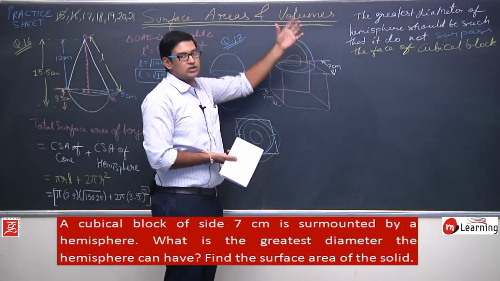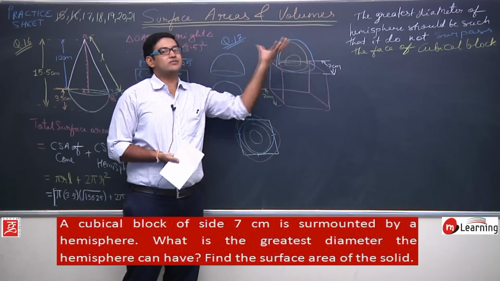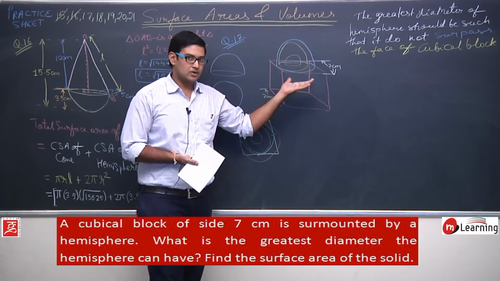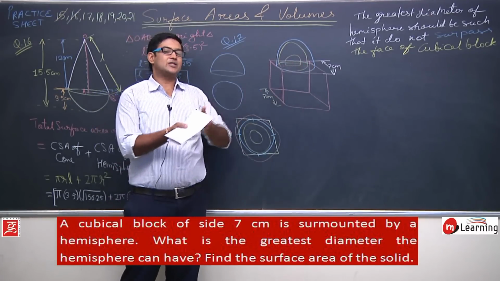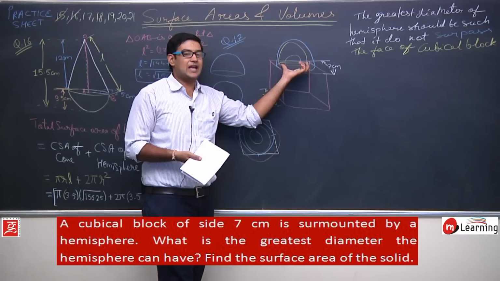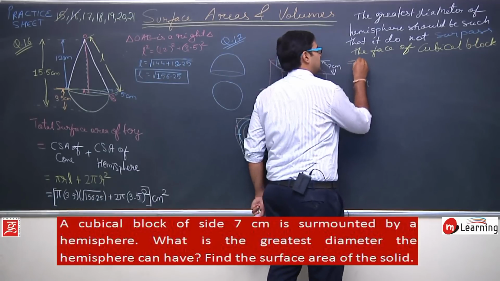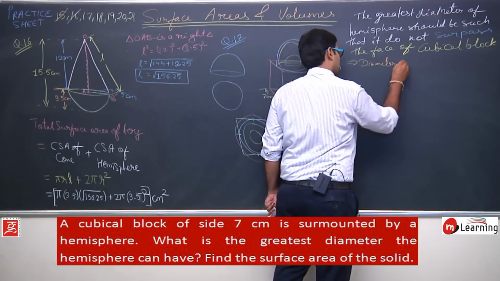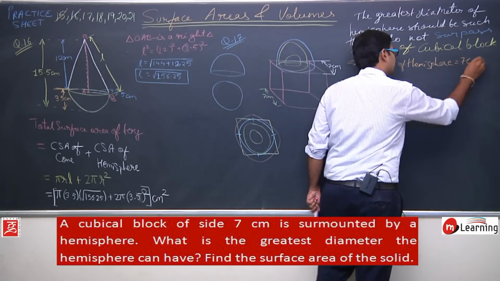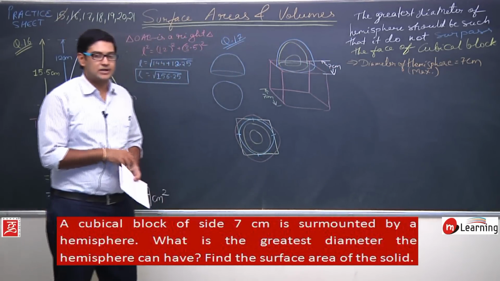Okay, the top of the cubical block, or the face of the cubical block. It cannot go outside the boundaries of this cubical block. That's why the maximum size of the hemisphere should match the maximum size of this surface or face of the cubical block. So at max this hemisphere can expand only up to 7 centimeters. So I will say the diameter of the hemisphere is equal to 7 centimeters, which is the maximum. At max it can have a diameter of 7 centimeters only.